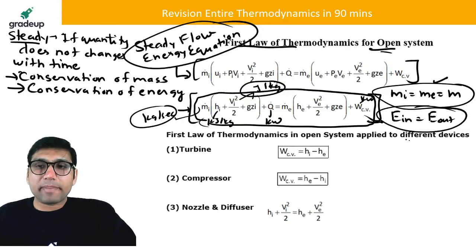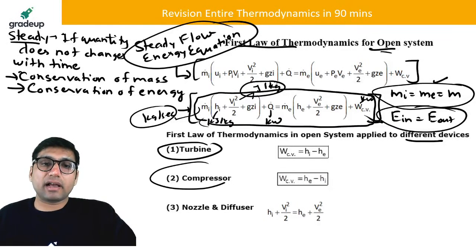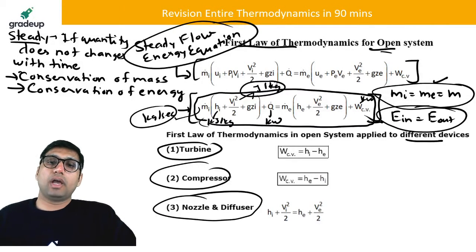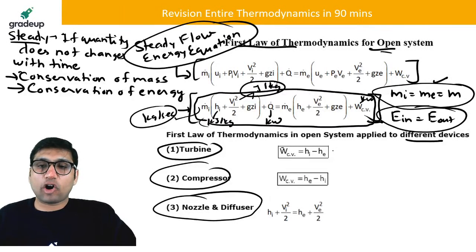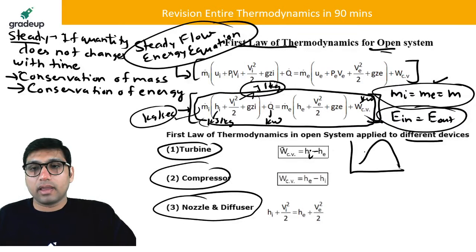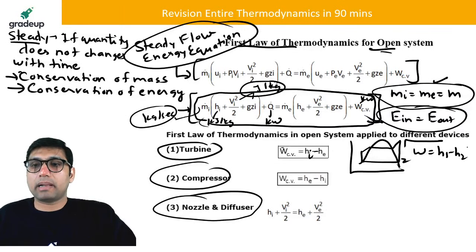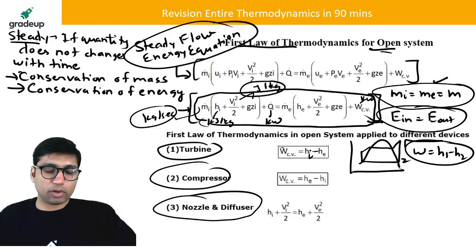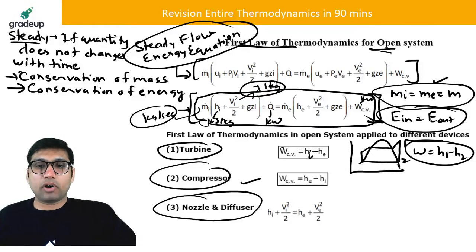Now, if you apply some assumptions on different devices like turbine, compressor, nozzle, diffuser. In the case of turbine, the work output that you get from the turbine will be equal to enthalpy at the inlet of turbine minus enthalpy at the outlet. For example, in case of Rankine cycle, the work output of Rankine cycle will be equal to enthalpy at the inlet of turbine minus enthalpy at outlet of turbine. That is the work output of Rankine cycle. Compressor work is equal to enthalpy at the exit of compressor minus enthalpy at the inlet of compressor. This is the compressor work.